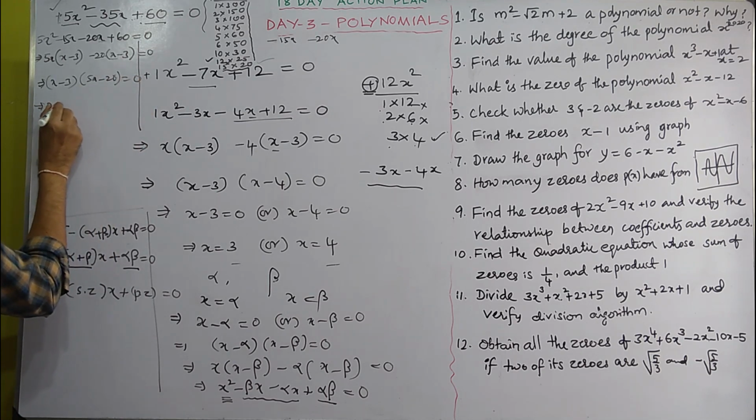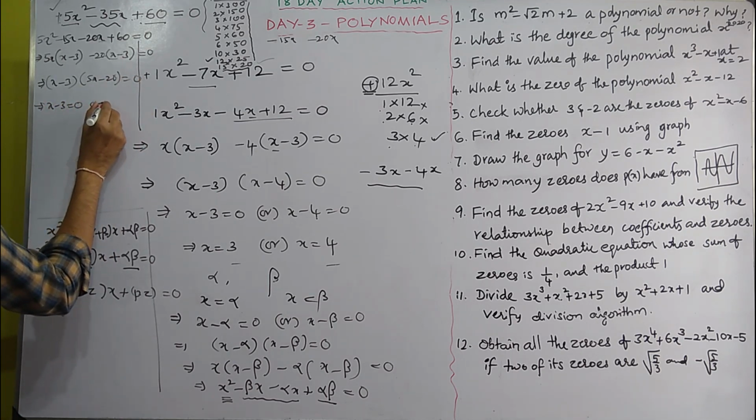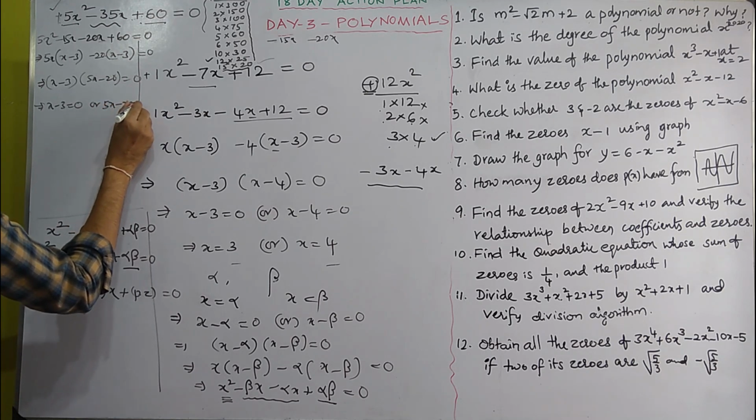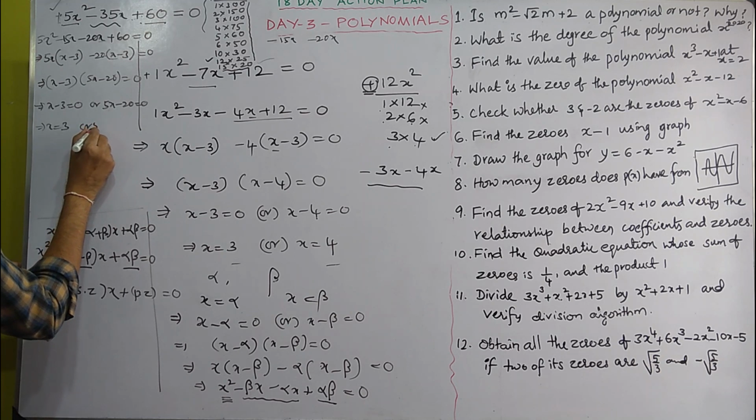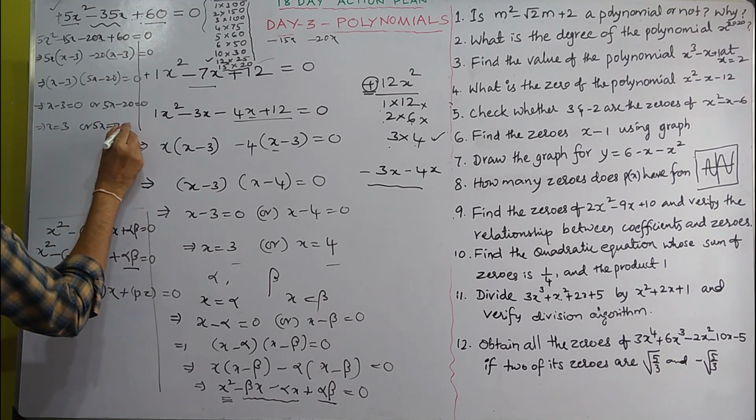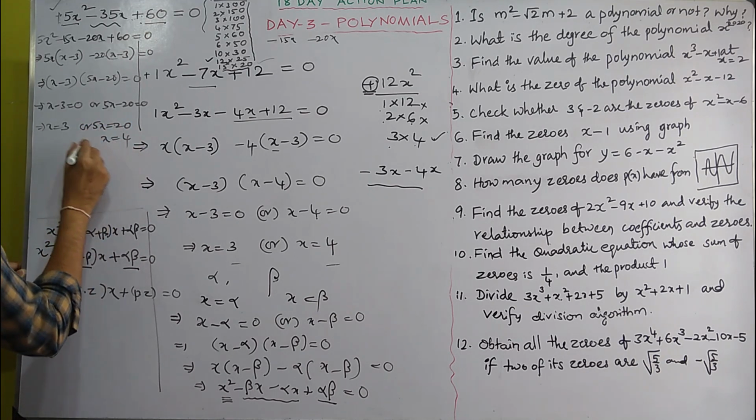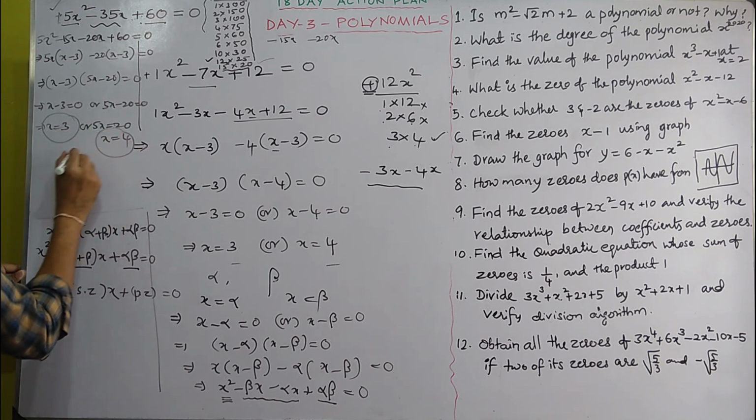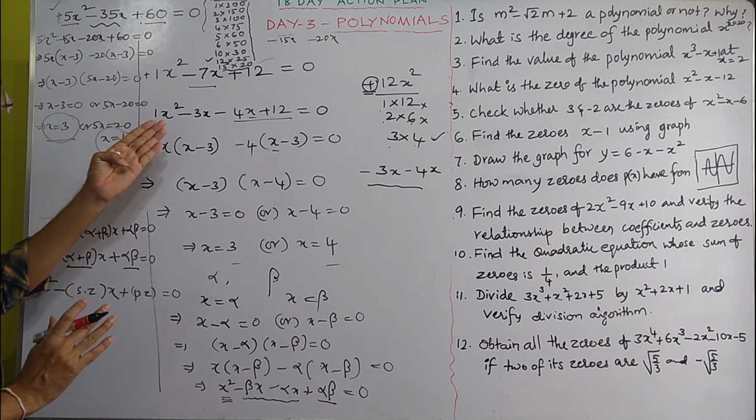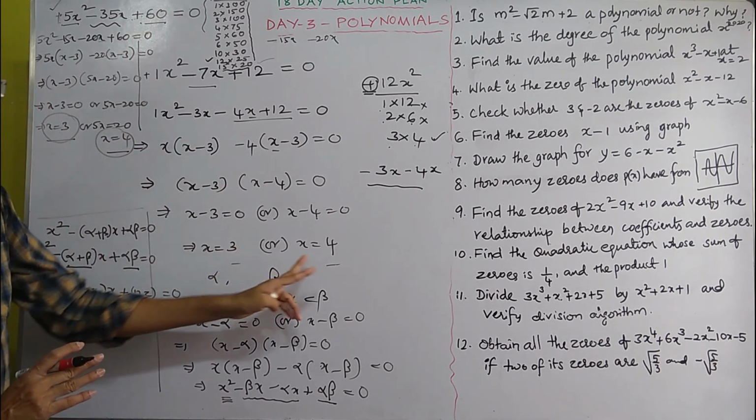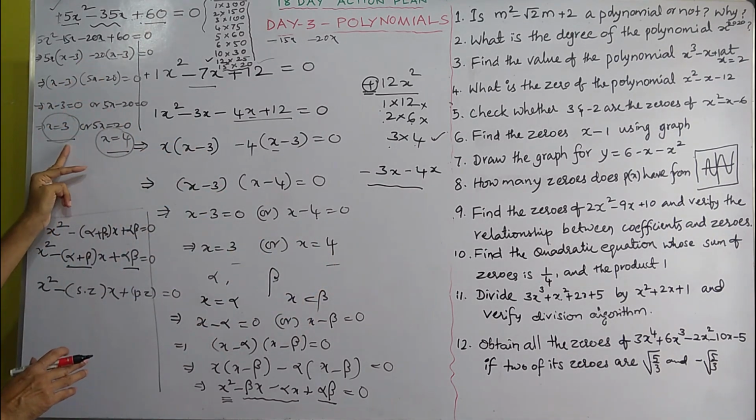From this, x minus 3 is equal to 0, or 5x minus 20 is equal to 0. From this, x is equal to 3, or 5x is equal to 20, or x is equal to 4. So the zeros are x is equal to 3 or 4. So what did we get there earlier? It was the same, 3 or 4, and here also it is 3 or 4.